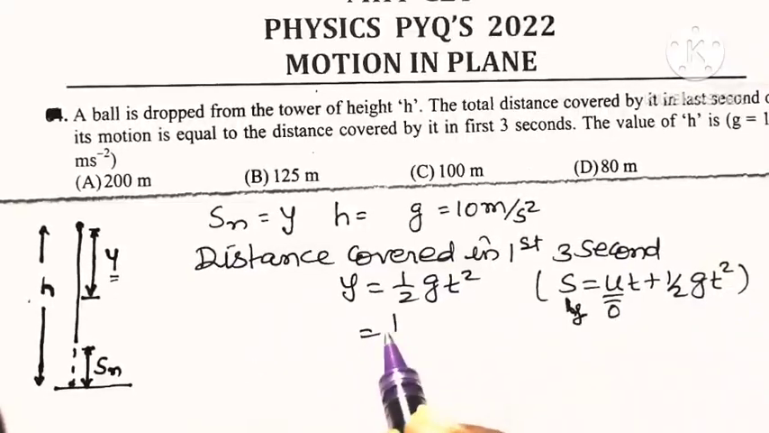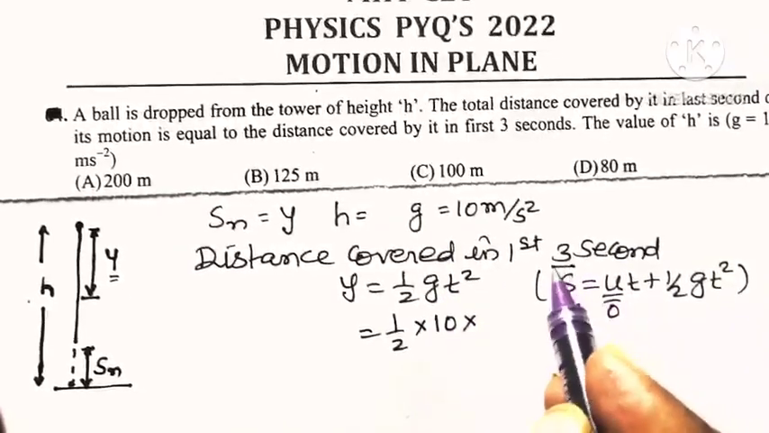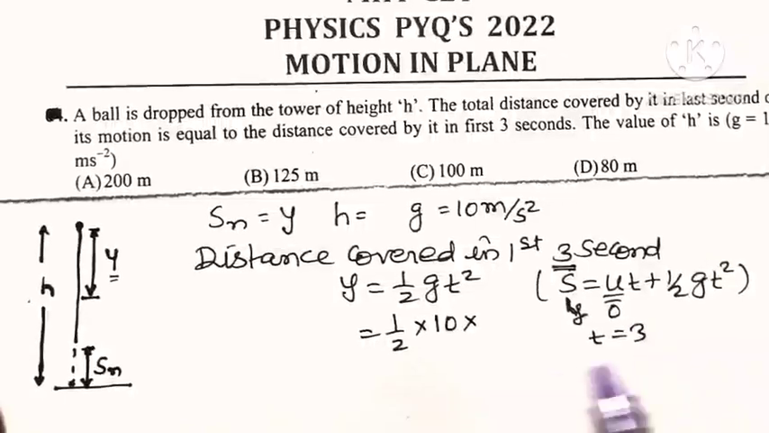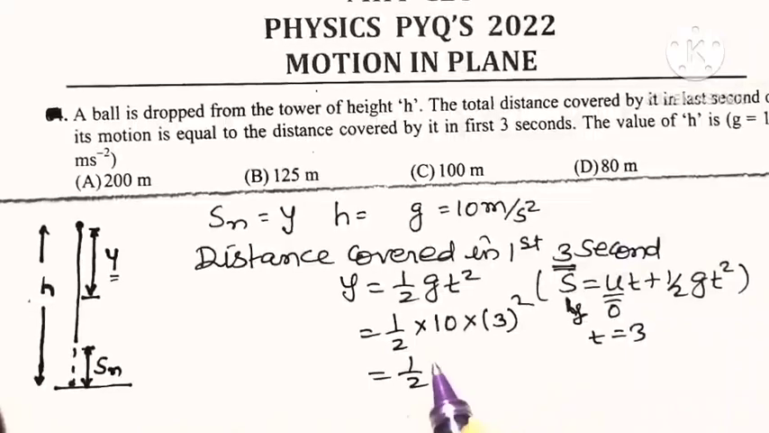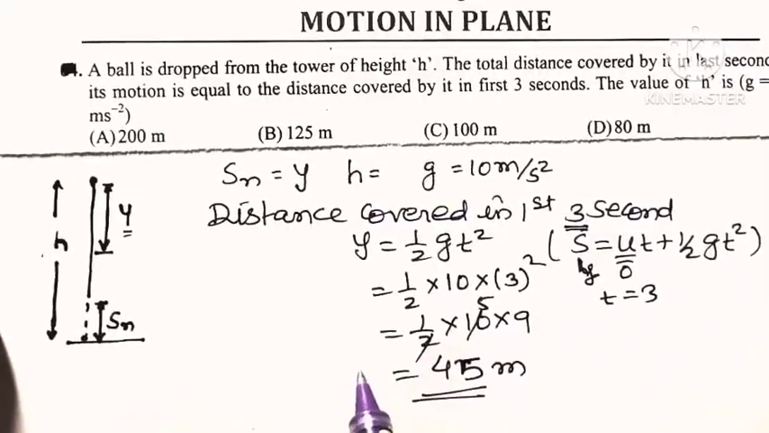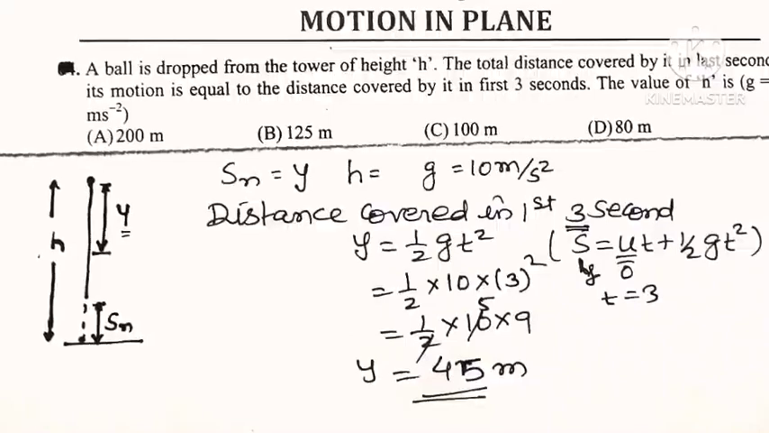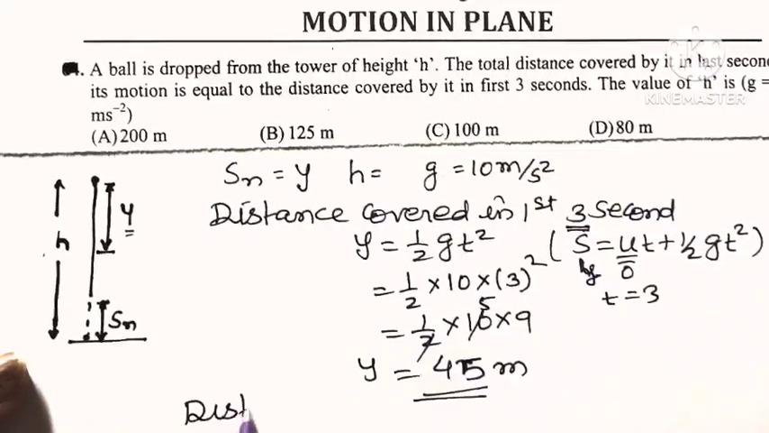That is equal to half of g, which is 10, and time, first 3 seconds, means the value of t here is equal to 3 seconds. So t square means 3 square. So that is equal to half of 10 into 9. Half of 10 is 5, so 45 meter. So in the first 3 seconds of its journey, that particle covers a distance equal to 45 meter.